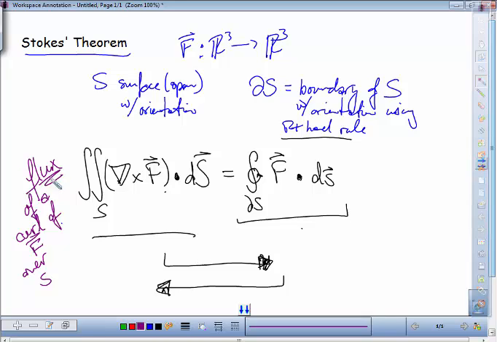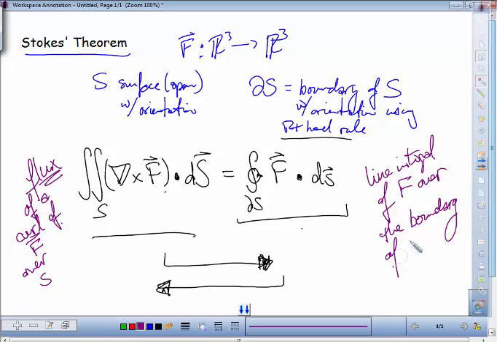So this is a flux integral, and here this is a line integral of F over the boundary of S. So we're still talking about the same surface, although that surface may morph into something else with the same boundary. I don't know. So this is where we left off last time.